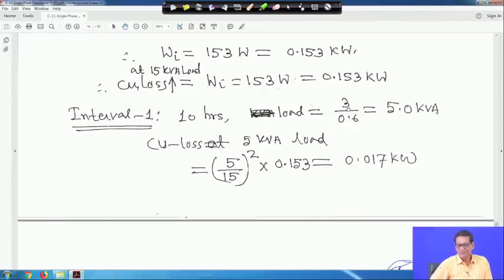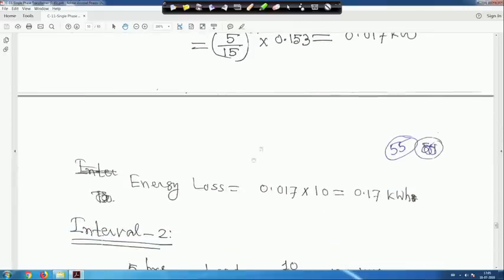Kilowatt divided by power factor will give you kVA. Similarly, the energy loss will be 0.017 into 10, so that is 0.17 kilowatt hour. So this is the energy loss.